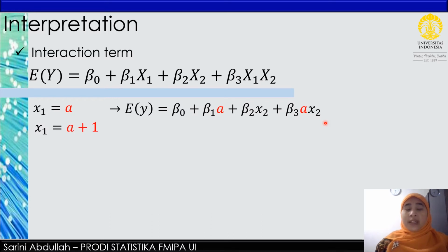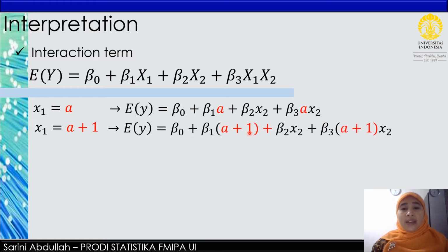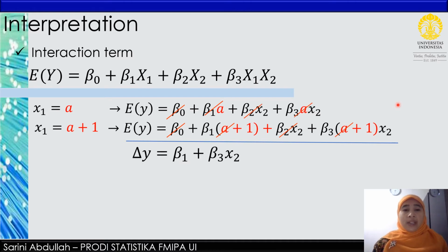And now we change x1 into a plus 1, so we increase it by 1 unit, and we get this result. Again, this is just a simple math procedure. We calculate the difference in y, so beta naught crosses out, beta 2 a crosses out, all other things are crossed out. What's left is beta 1 here, plus here we have beta 3 times 1 times x2.